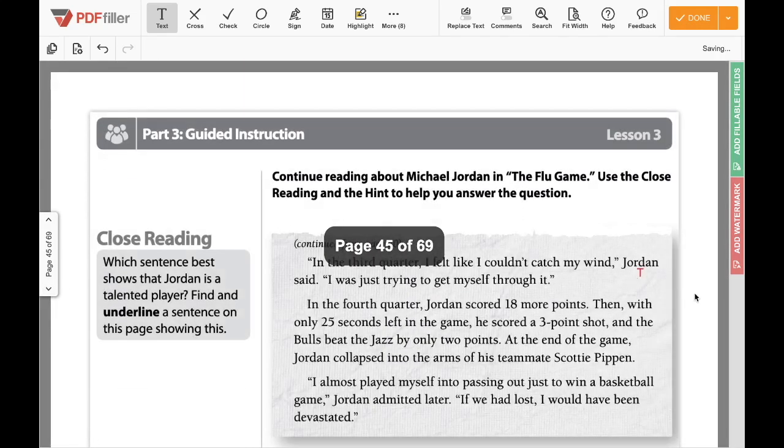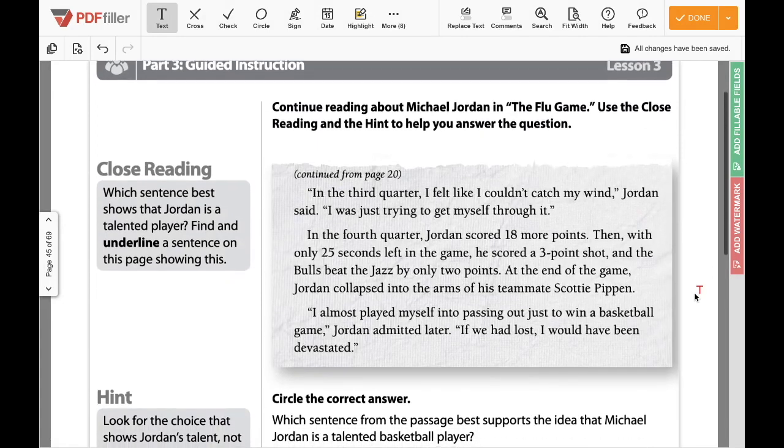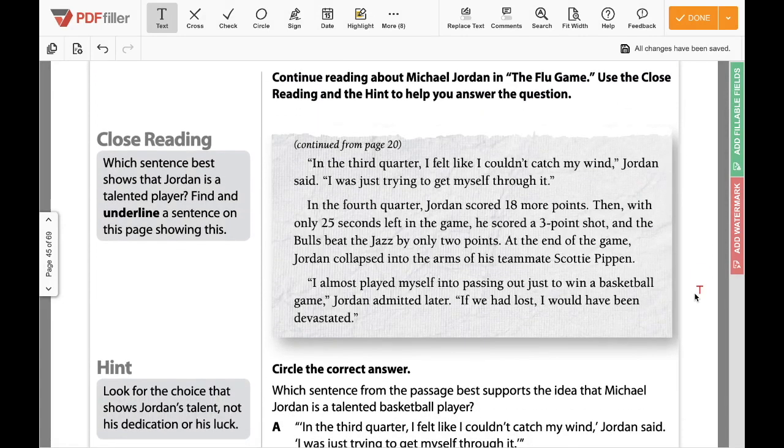Moving on to 45. We're reading the next three paragraphs, sorry. So it says, close reading, which sentence best shows that Jordan is a talented player? Find and underline a sentence on this page showing this. So I'm going to highlight it, but you can underline it or highlight it, whatever works better for you. So we're looking for a sentence that best shows that he's a talented player.